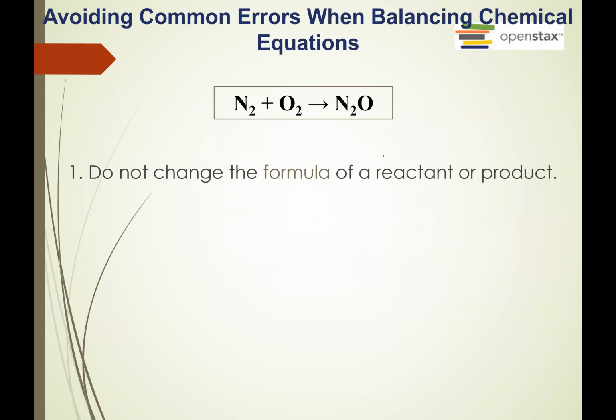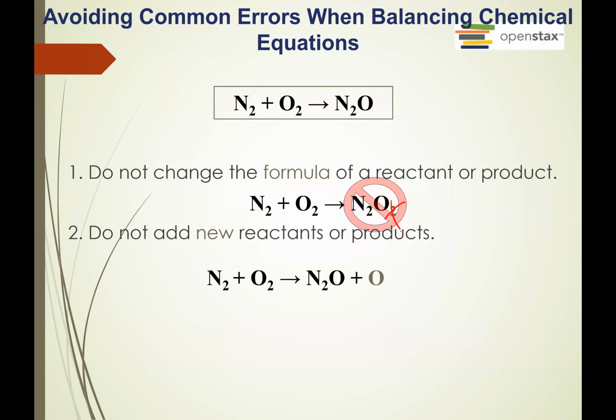Okay, now when it comes to balancing, there's a couple of important things that we need to remember. You can't change the reactants or products. What do I mean by that? You can't go, oh, look, I need another oxygen, so I'm just going to add a 2 here. No, you can't. You can't change the reactants or products. The other thing is you can't go, oh, I need another oxygen, I'll just add 1. Nope, you can't just add reactants or products.